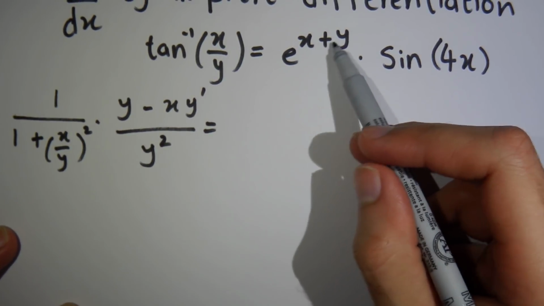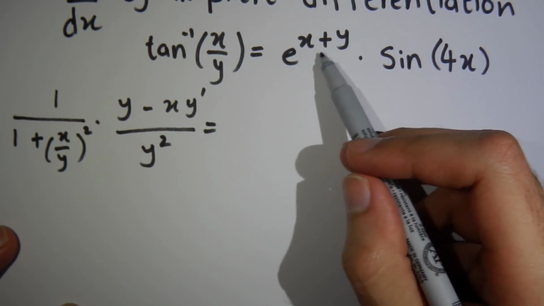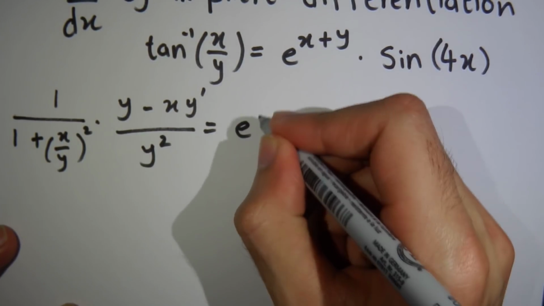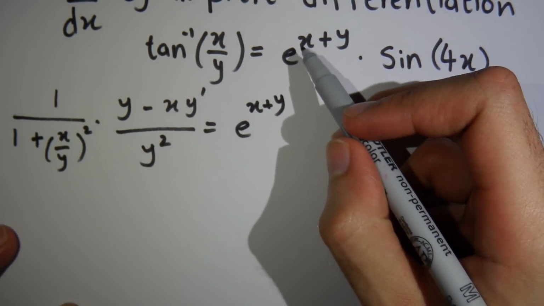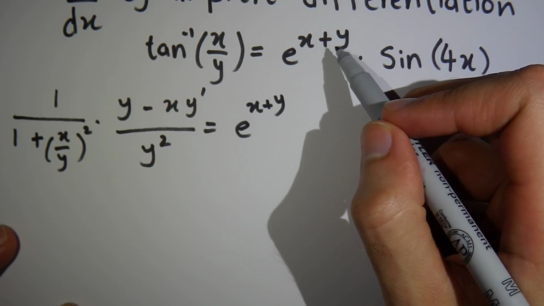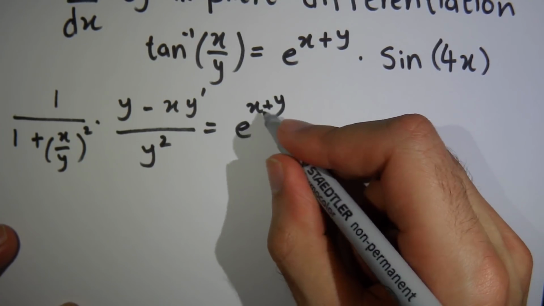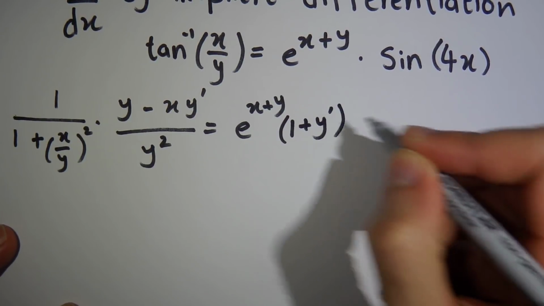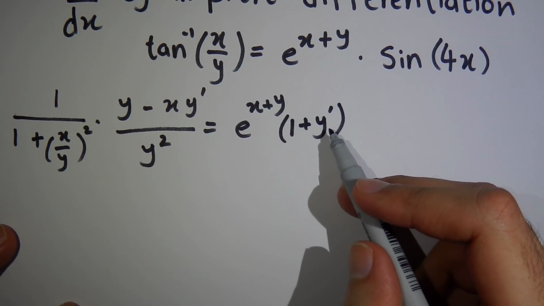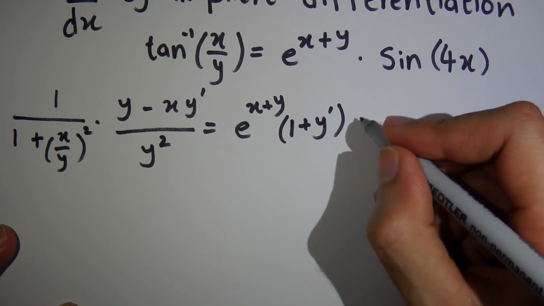So e to the x plus y. We know the derivative of e to the power of anything is e to the power of itself. So this would be e to the x plus y multiplied by the derivative of the power itself, which in this case again is a function, and the chain rule must be applied. So we have the derivative of the power, which is 1 plus y prime, multiplied by the next part, which is sine 4x.